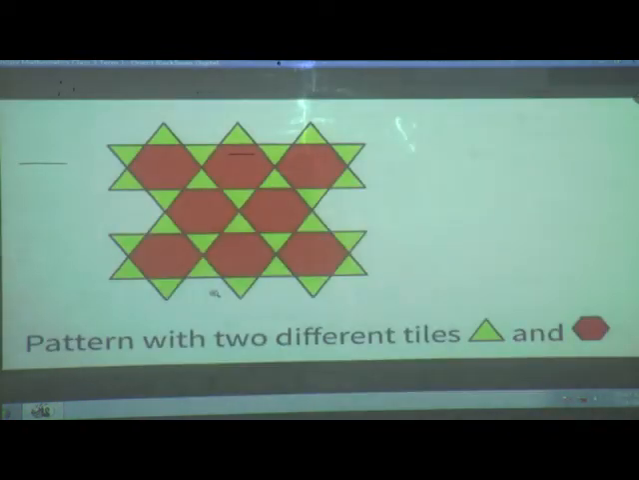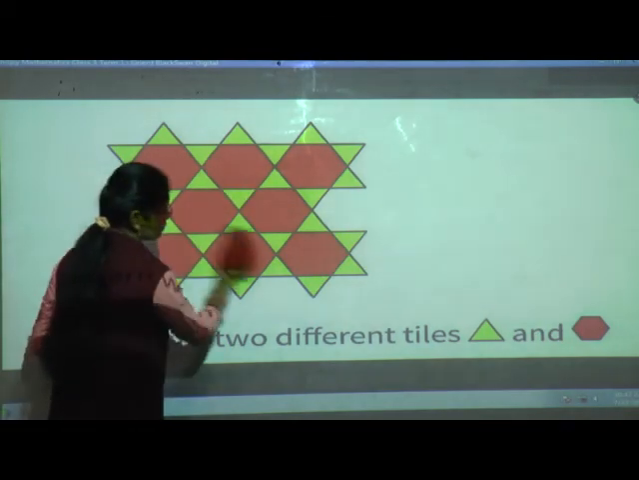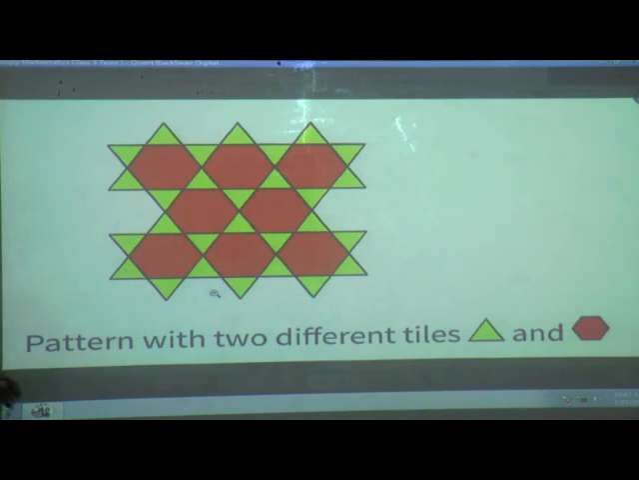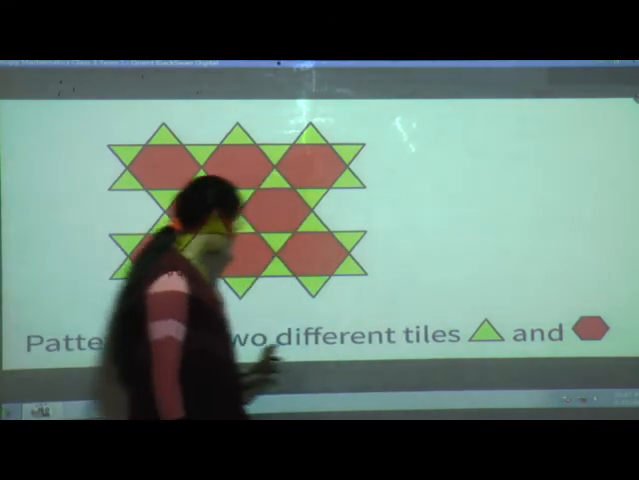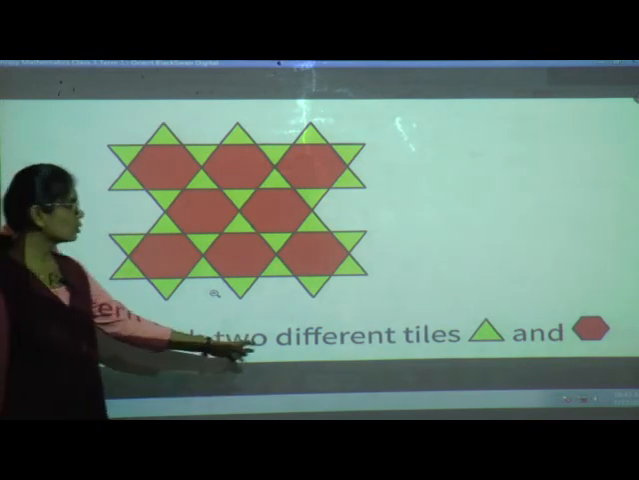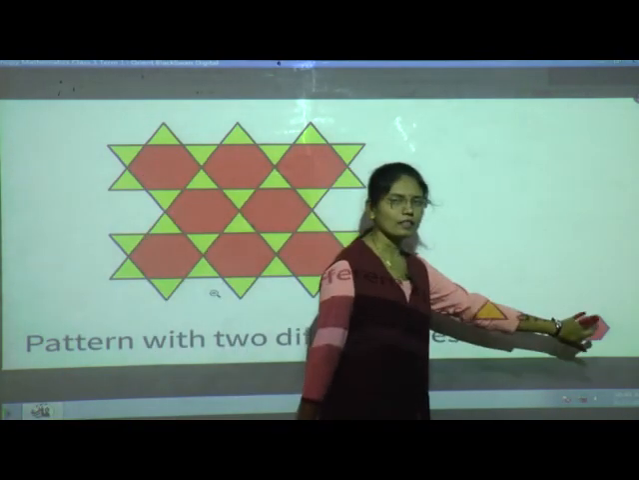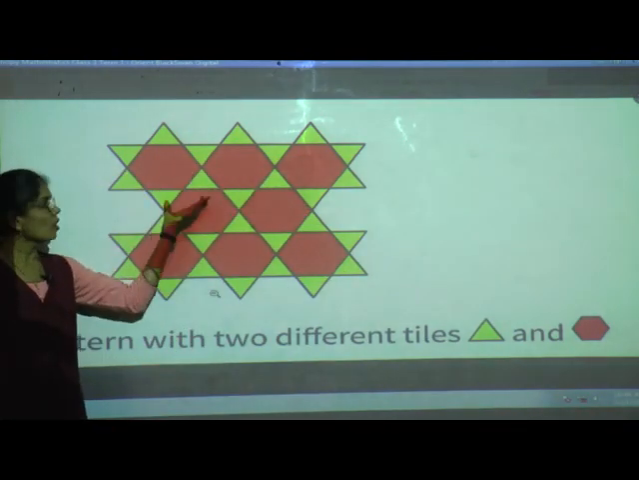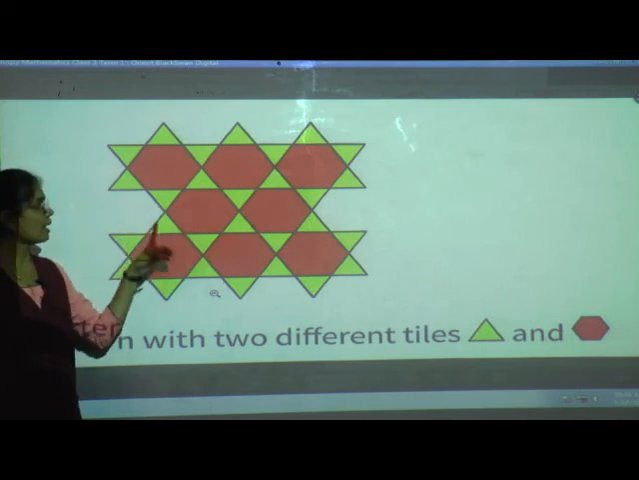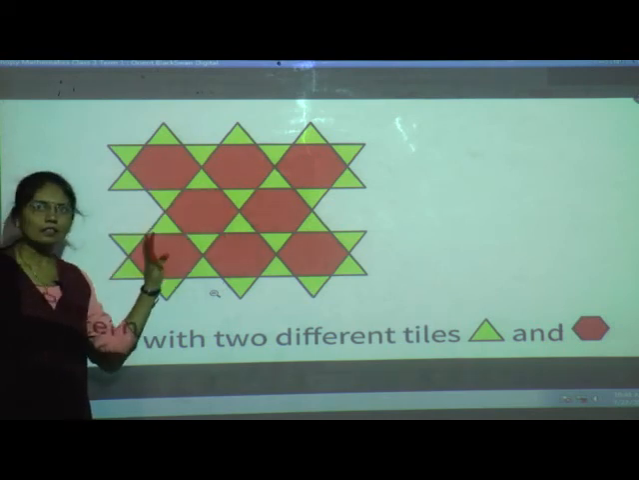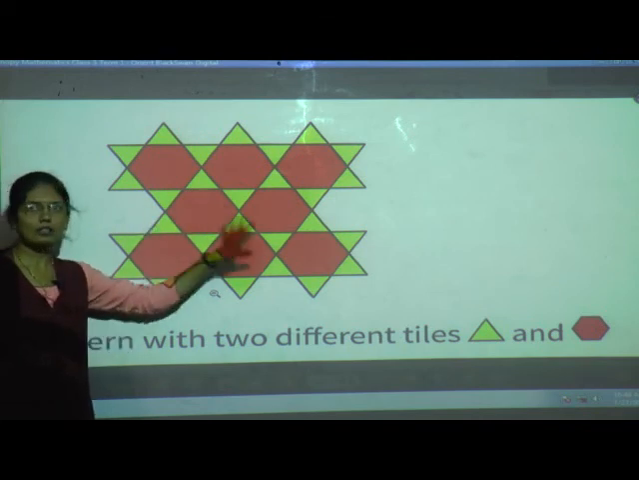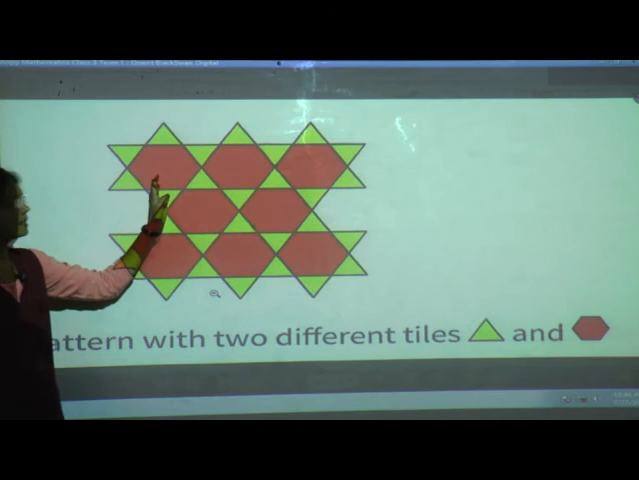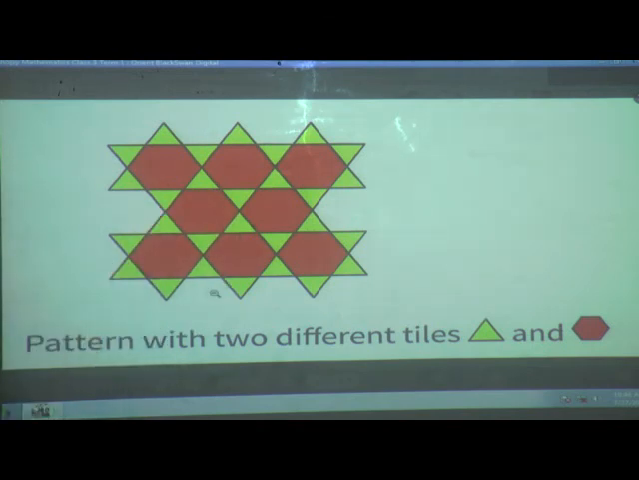Now if you see this tiling, here two shapes are there. Which two shapes are there? Yes, one is a triangle and another is a hexagon. See here, a pattern with two different tiles, that is triangle and hexagon. All the hexagons and triangles are fitted with each other without leaving a gap. This is very important. There should not be a gap. We should not keep distance or leave a gap between two shapes. Then only we will get the tiling.